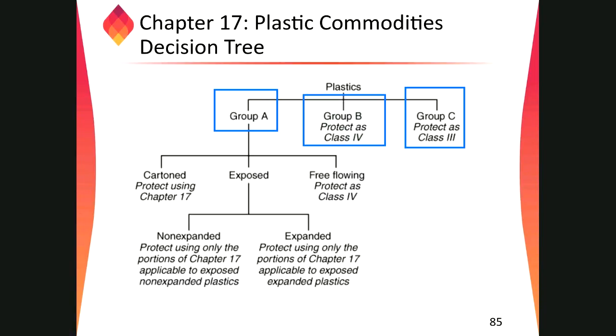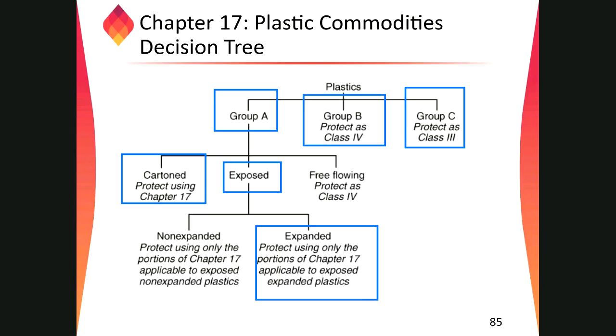Coming directly to group A plastics, which is the most hazardous one. Group A plastics come under 3 categories. Cartoned plastic, meaning plastic stored in a carton, should be protected as per chapter 17. If it's exposed, there is no packaging for those products, like the thermocol items known in the factories or the warehouse. If there is no packaging, if it is exposed, we further go to 2 different topics: either it is expanded or non-expanded.